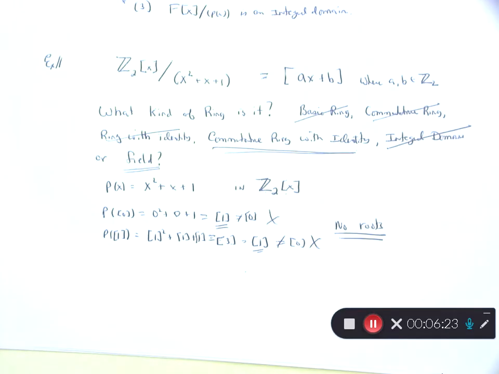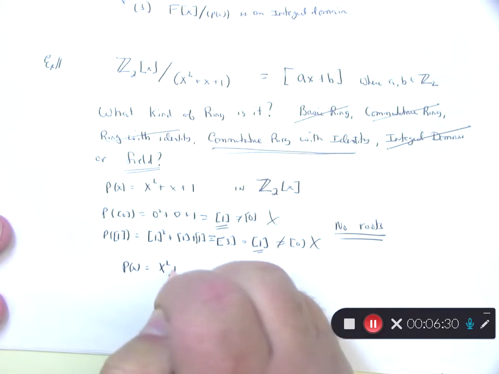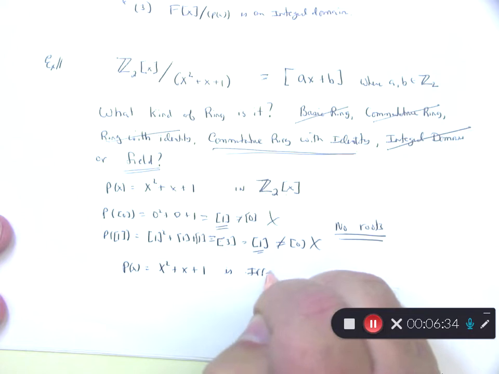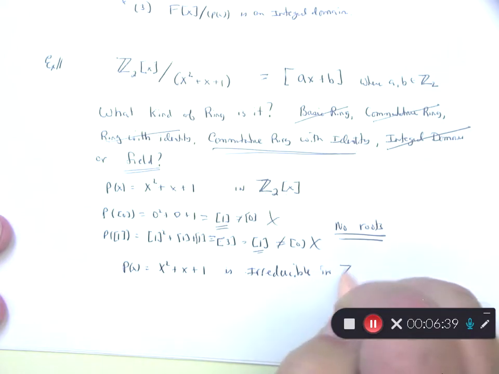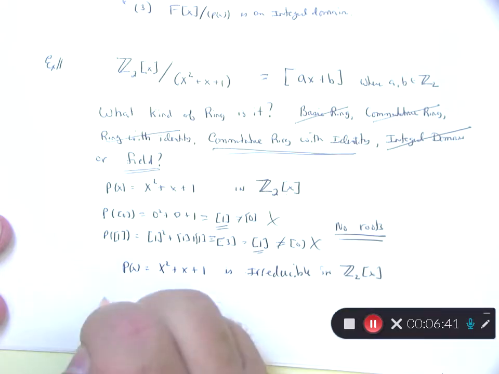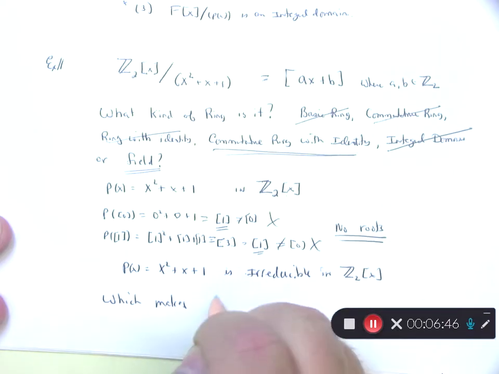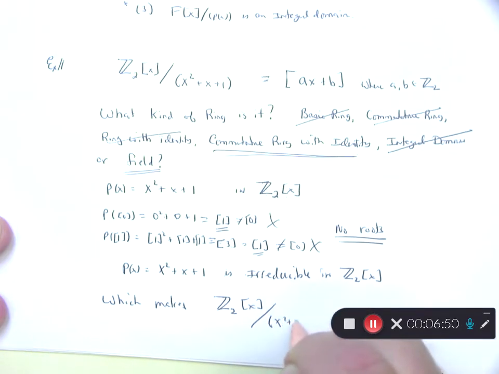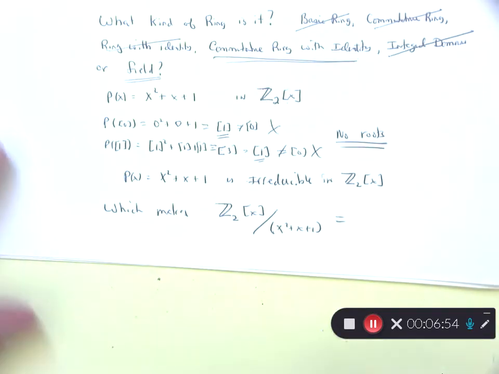So my polynomial does not have roots in Z2, which means that p of x, which is equal to x squared plus x plus 1, is irreducible, because you had no roots, irreducible in the ring of Z2 adjoined x, which makes Z2 adjoined x modded out by x squared plus x plus 1 what kind of ring? This is going to be a field.